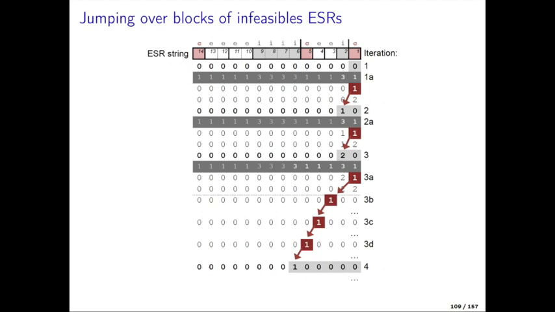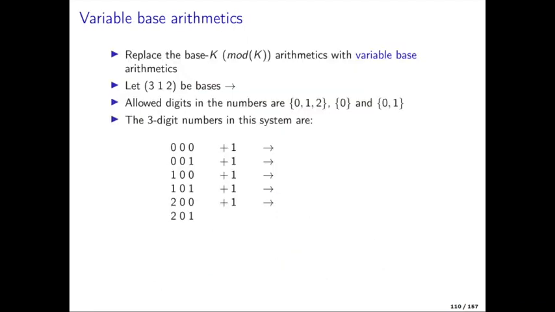But they all have the same base at each of the digits. This is not what we're using here. We are using variable base arithmetic, not a fixed base, the same at all the digits, but a variable base. Okay, so here's an example.